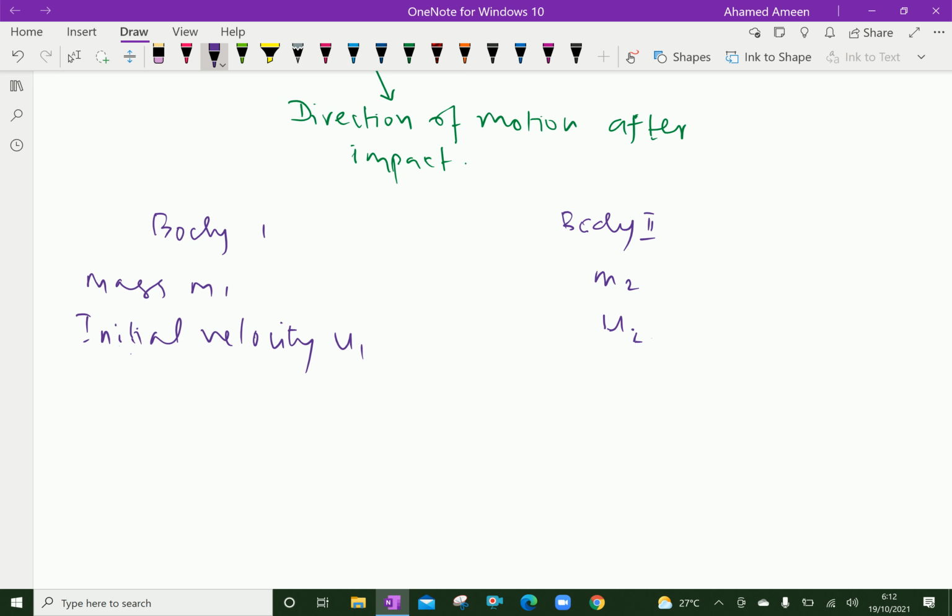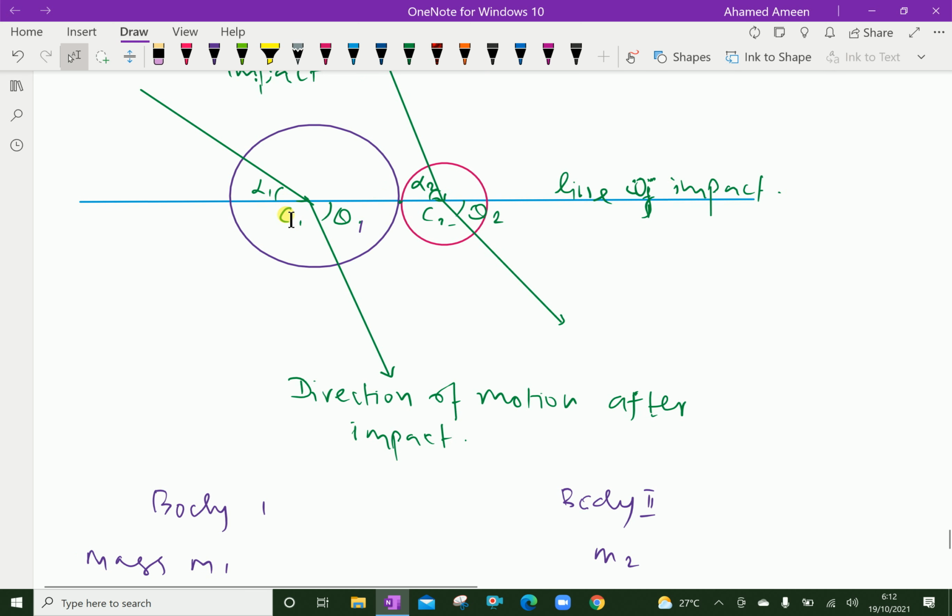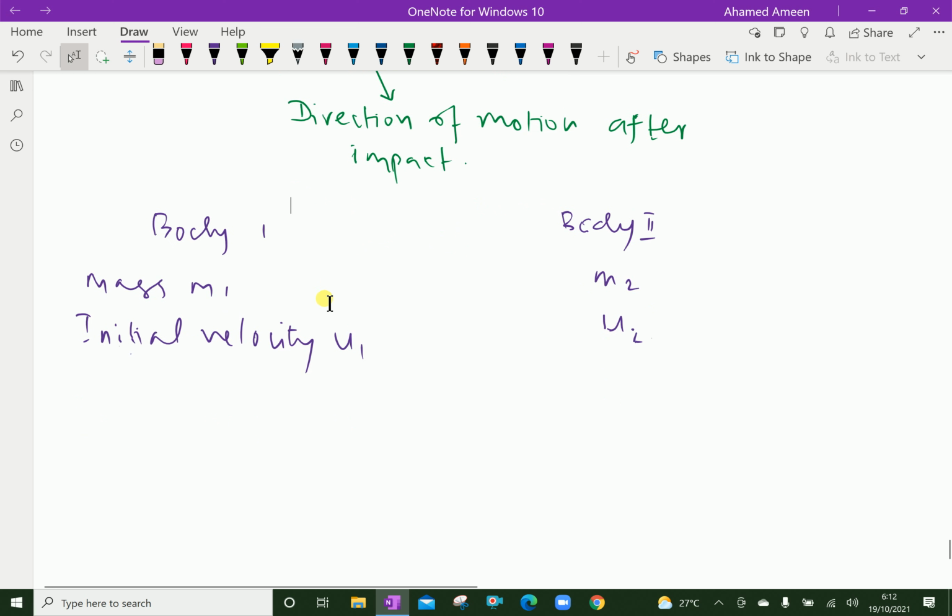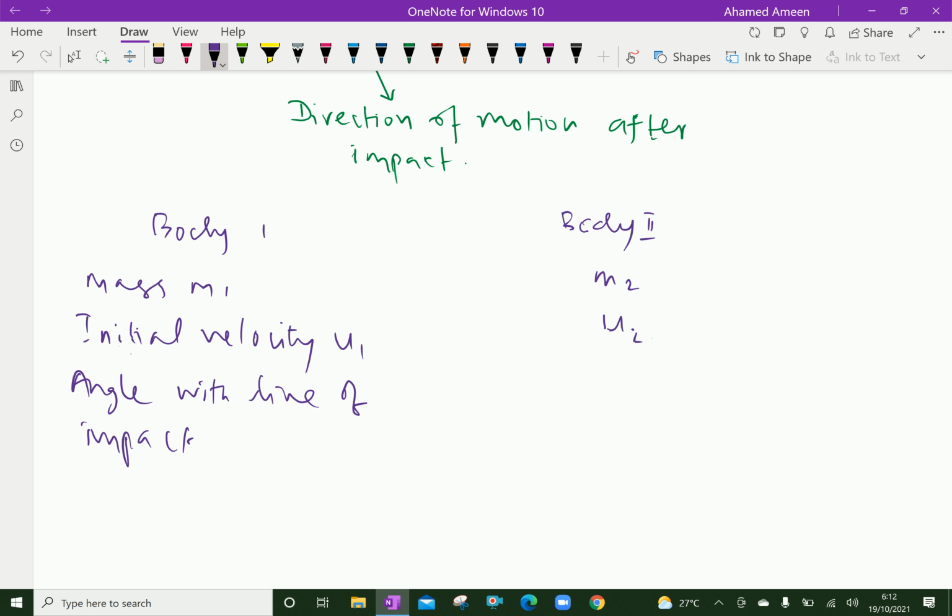Here, the angle which the initial velocity of the first body makes with the line of impact, that means the angle the initial velocity of the body makes with the line of impact, is alpha 1 for the first body. Here it is alpha 2 for the second body.